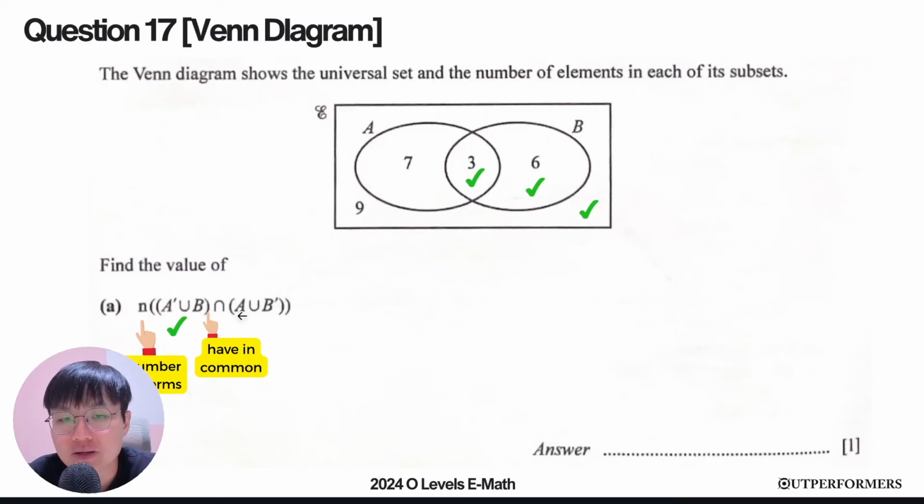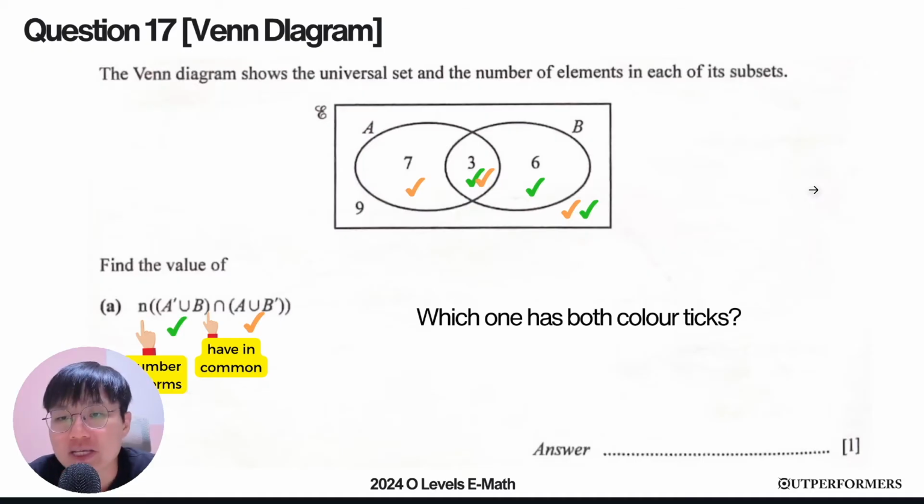Second part, I want A union B prime. So for A union B prime, we're going to use an orange tick. These two parts are A. B prime is here. Since we want to find where both have in common, you need to find the areas with both colored ticks. And we have 3 and 9. So in total, we have 12 elements for this entire thing.